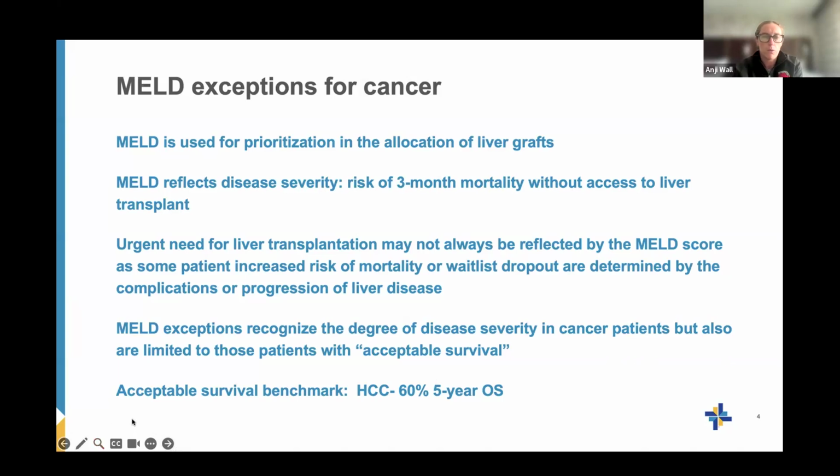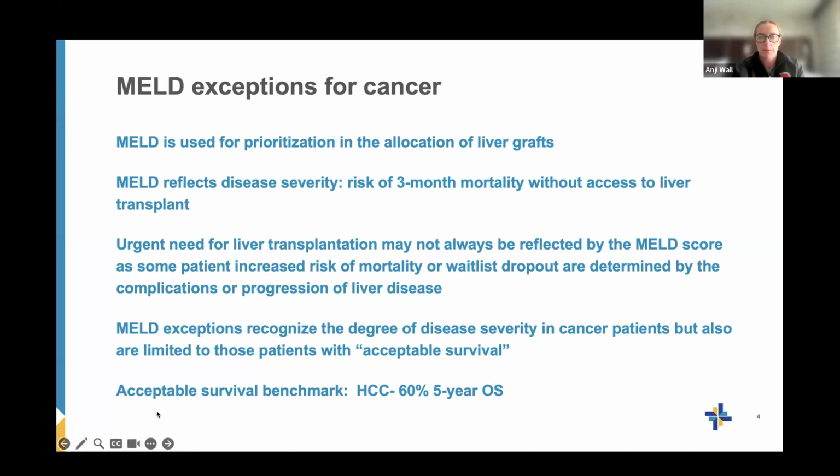And so what we see is that we have to have MELD exceptions for some different types of disease processes, because the risk of mortality or waitlist dropout is not determined by the MELD score, but more by the complications or the progression of liver disease. MELD exceptions recognize the degree of disease severity in cancer patients, but they are also limited.